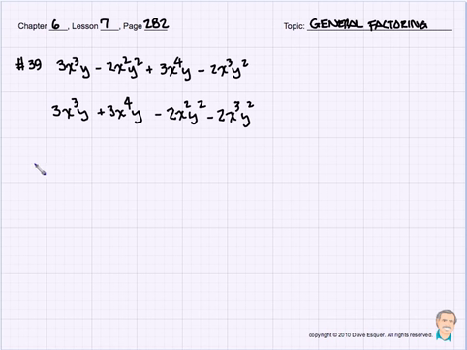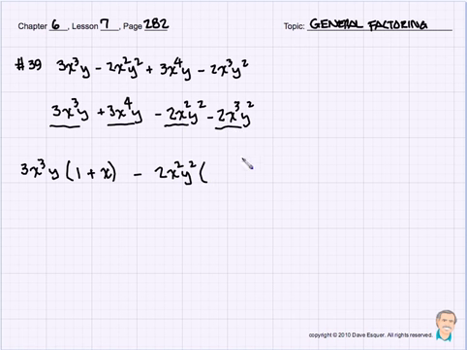And let's stare at the first two terms, and I bet we can factor out a 3x cubed y. And if we do that for these first two terms, we end up with 1 plus x. Now let's focus on the second two terms. Minus, let's factor out a 2x squared y squared. And again, interestingly enough, it leaves us with a 1 plus x. We're factoring out a negative 2x squared y squared. Wow. We can take out the 1 plus x and stick it on the outside.